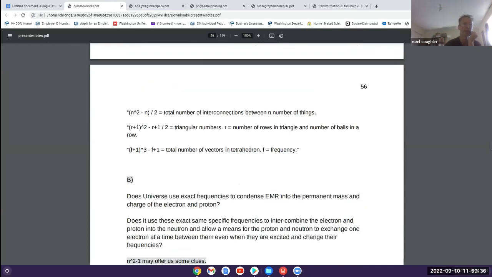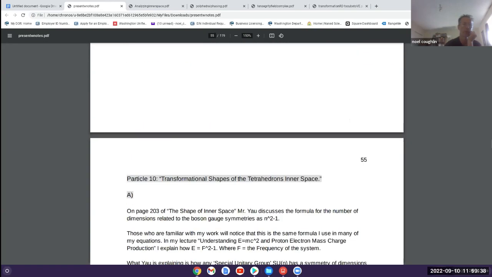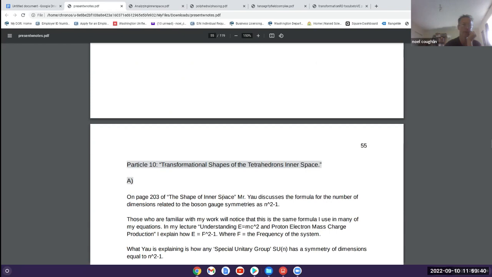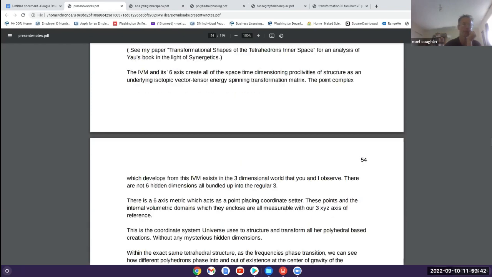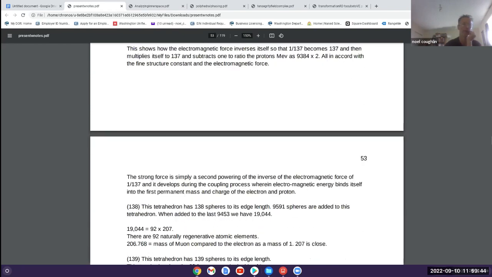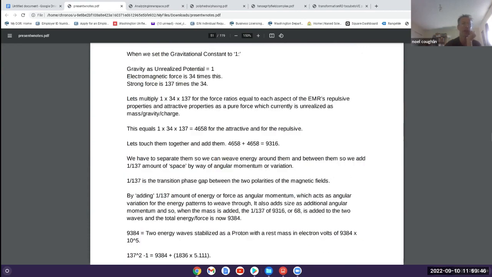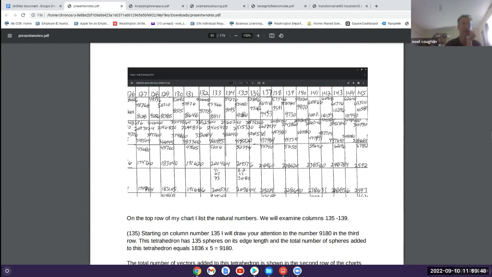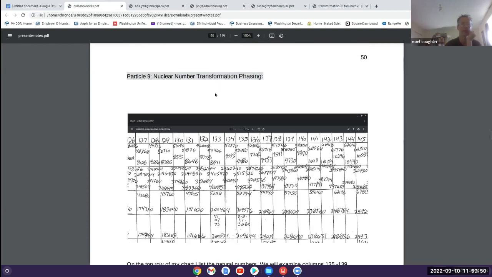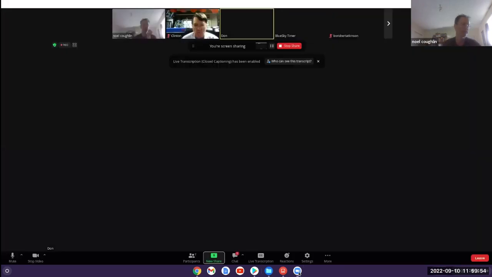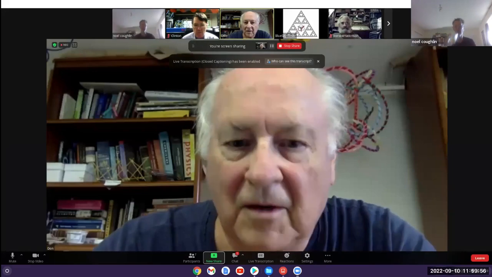What happens then is a certain total of numbers of these vectors seem to represent all kinds of different forces and masses, which are operatively transforming inside of this big, huge tetrahedron. And that's kind of the long and short of it.